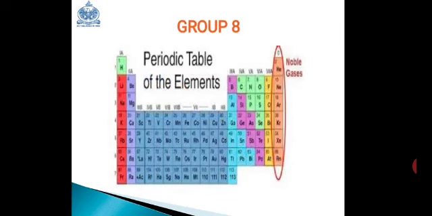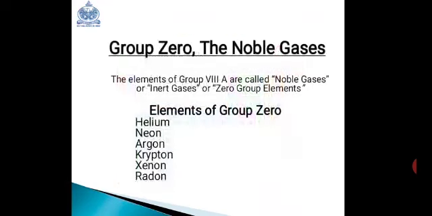Now see the orange circle part, that are noble gases, the elements of group 8. The elements of this group are helium, neon, argon, krypton, xenon and radon. Students, remember that their valence shell is complete and they are stable. They have 8 electrons in their valence shell except helium which has 2 electrons and it has completed its duplet.